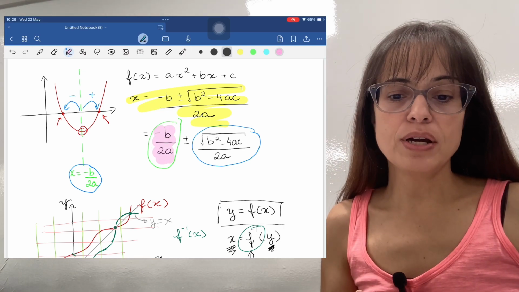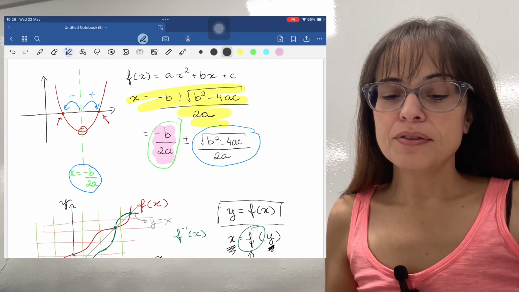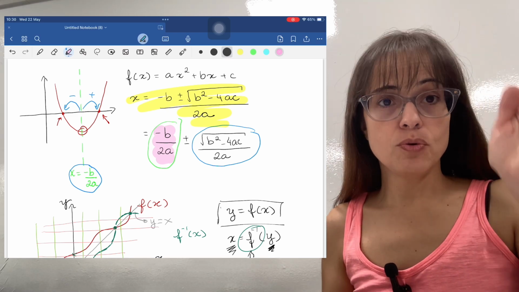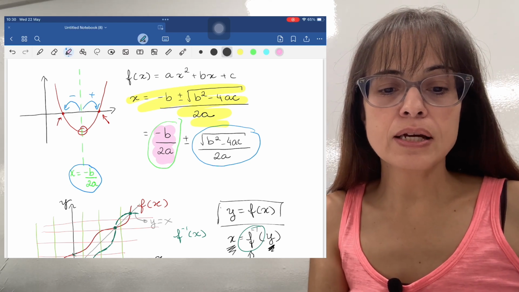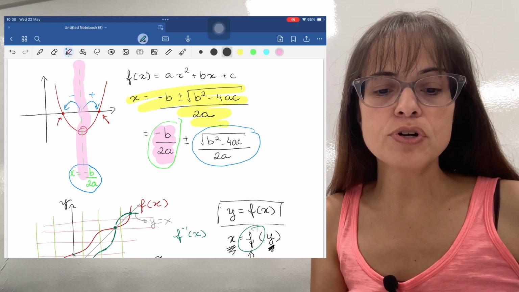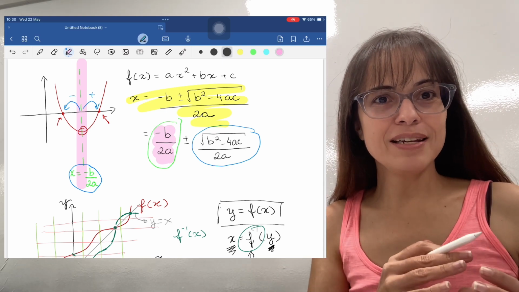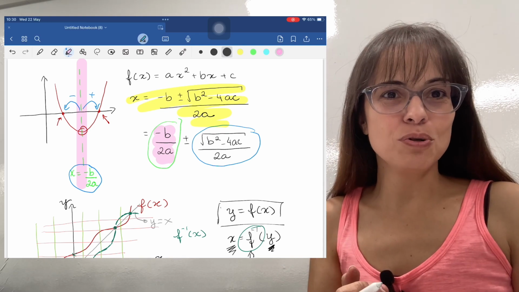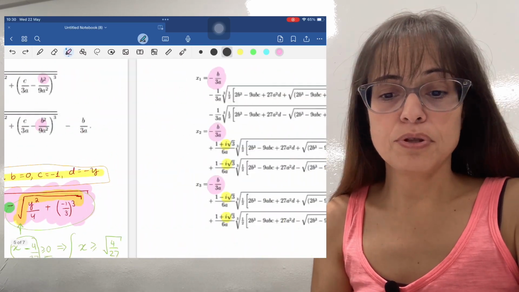So in the quadratic formula, you know, because you've memorized it a long time ago, that minus b over 2a is the equation of the axis of symmetry. And I want to look at it as the average value of the roots. So it's adding both roots and dividing by 2. Because if I look at it this way, then I can do the same thing for a cubic.